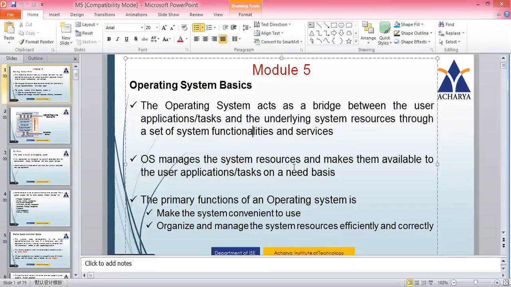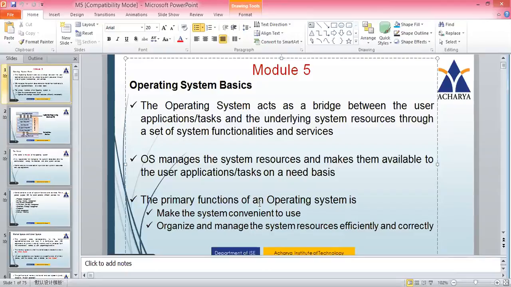The operating system manages the system resources and makes them available to the user application tasks on a need basis. So the operating system is responsible to take care of all the system resources. What do we mean by system resources? We will see in the next slides. It manages all the resources, and whatever is required by the user, it will provide, and it will bridge the gap between the hardware and the user application.